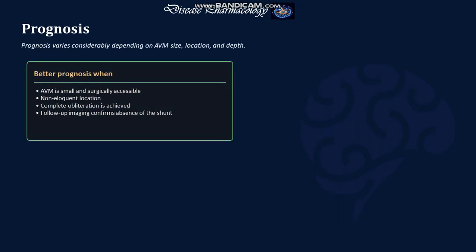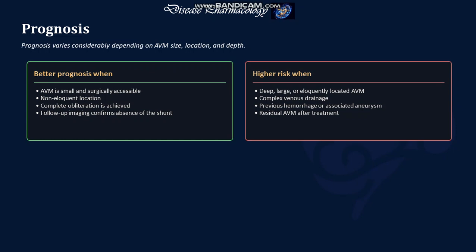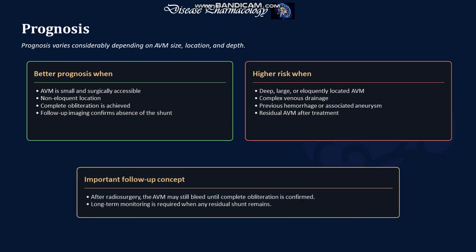Prognosis: a good prognosis is when the AVM is small, in a non-eloquent location, with complete obliteration and follow-up imaging. High risk is when the AVM is deep or large, with complex venous drainage, previous hemorrhage, and residual AVM. That is important for the follow-up concept.